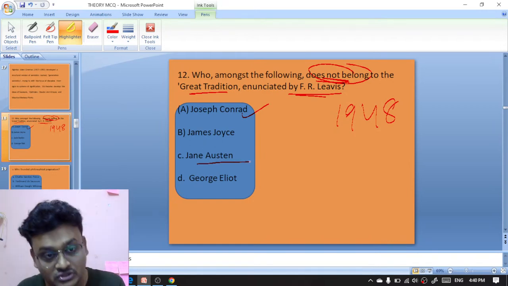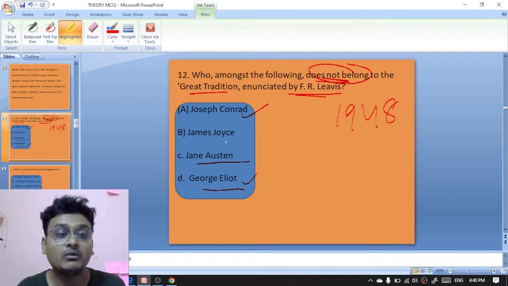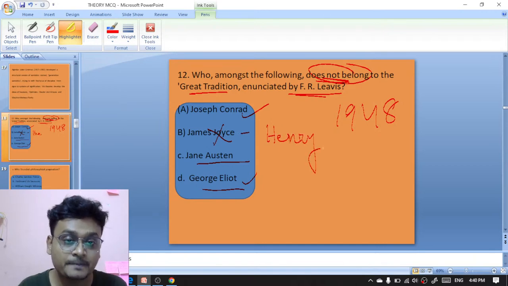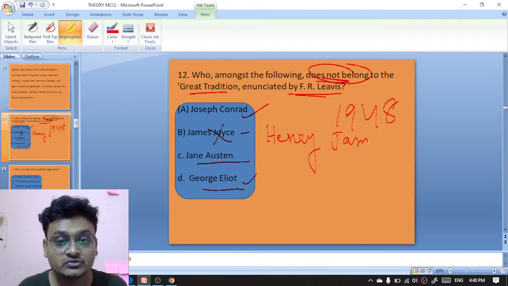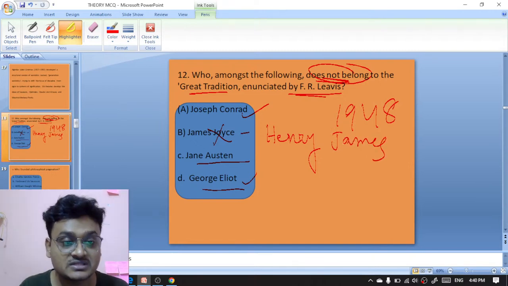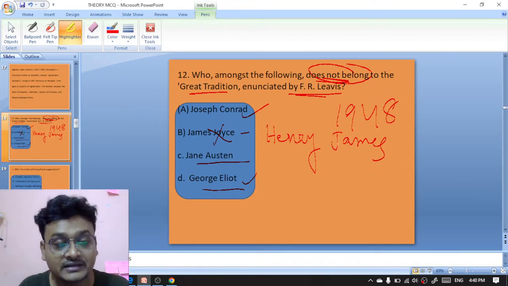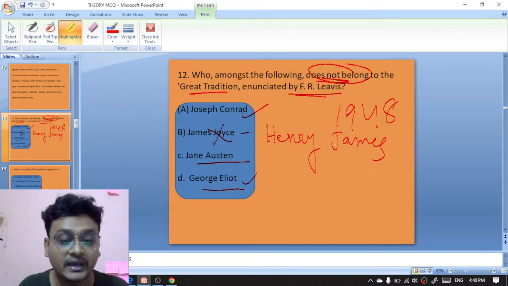Jane Austen was also there. George Eliot was also there. Whereas James Joyce does not belong to the great tradition. Rather, it was Henry James who belongs to this category. So Joseph Conrad, Henry James, Jane Austen, and George Eliot, these four writers belong to the great tradition. And this work, The Great Tradition, was written by F. R. Leavis in the year 1948.